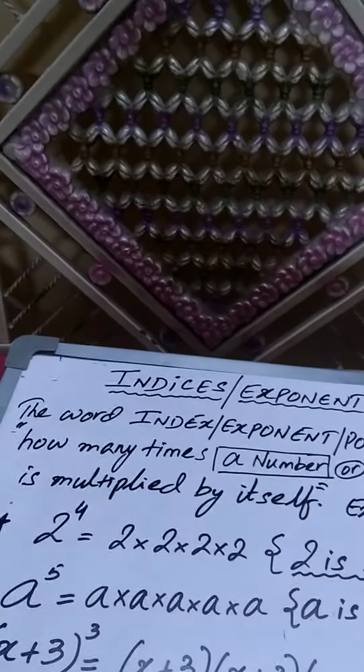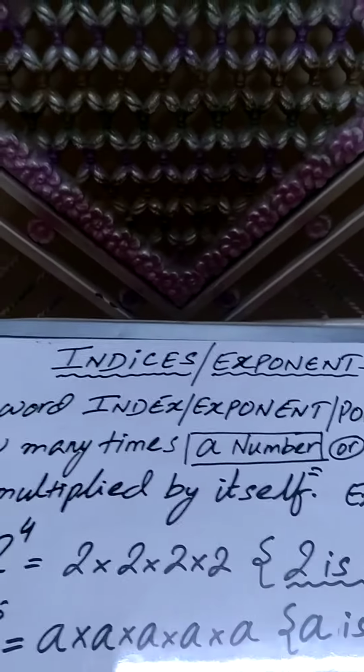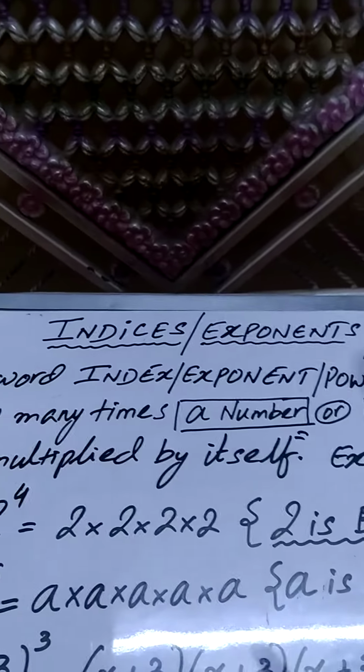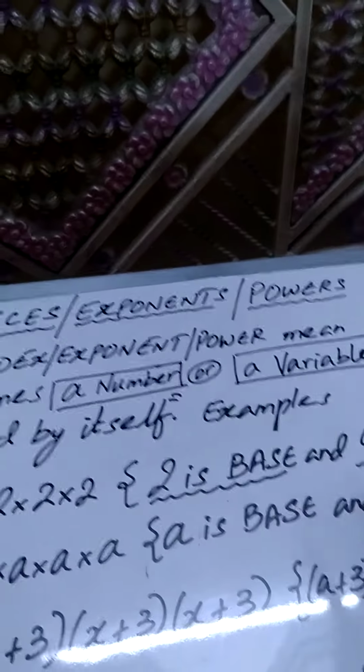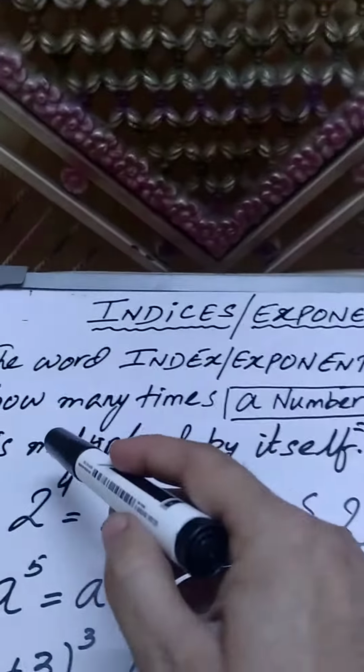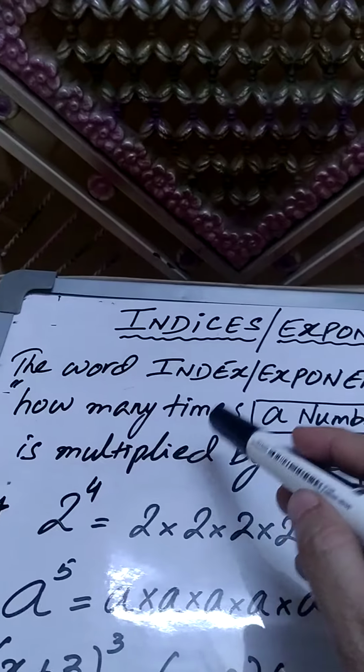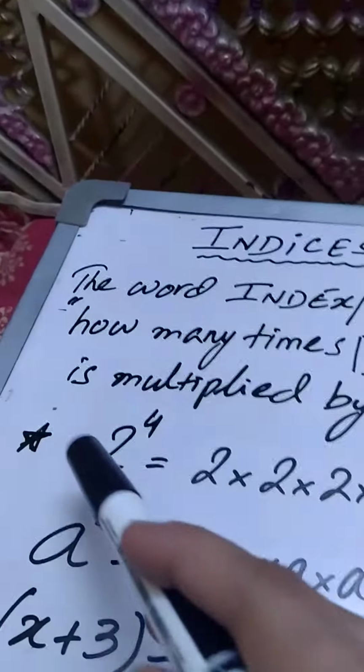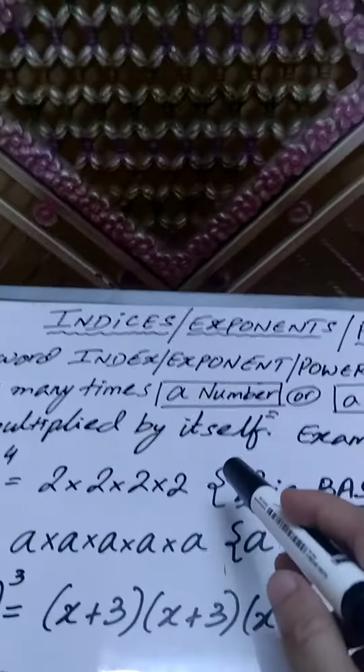Now what is the exact meaning of indices? Power, indices, exponent. What is the exact meaning of index, exponent or power? It means how many times a number or a variable or a bracket is multiplied by itself. This is the original meaning of indices. Look here.